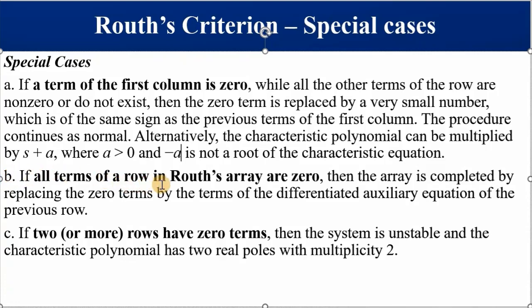Please take note of case B. If all terms of a row in the Routh-Hurwitz array are 0, then the array is completed by replacing the 0 terms with the terms of the differential. We differentiate the auxiliary equation of the previous row. It will become clearer when we solve an example. Then the third special case: if 2 or more rows have 0 terms, then the system is unstable and the characteristic polynomial has 2 real poles with multiplicity of 2. We are also going to look at examples that include these special cases.